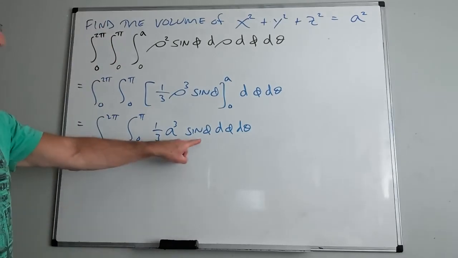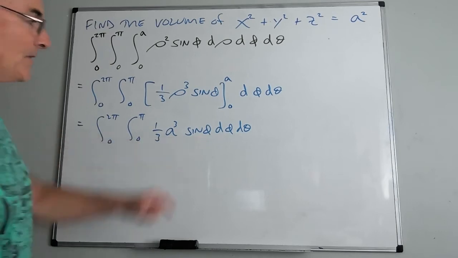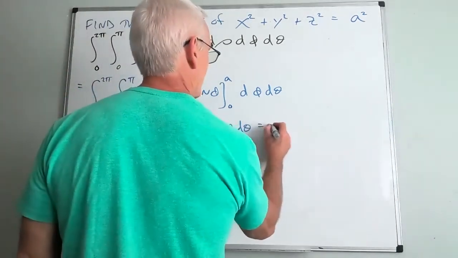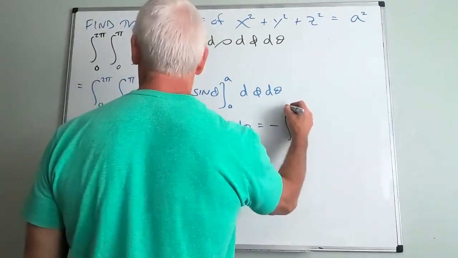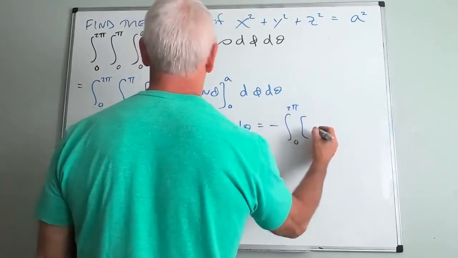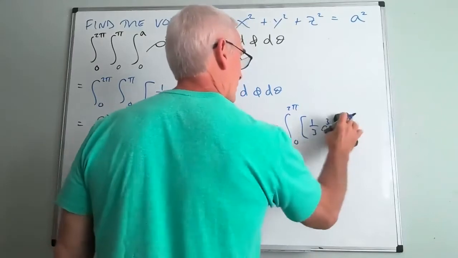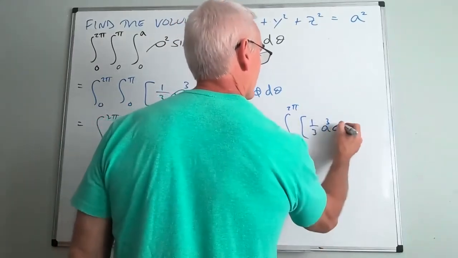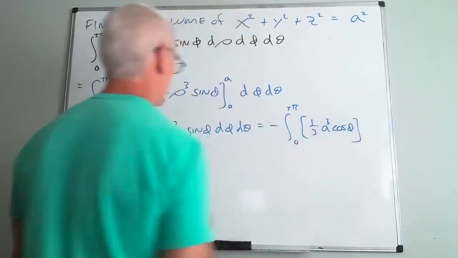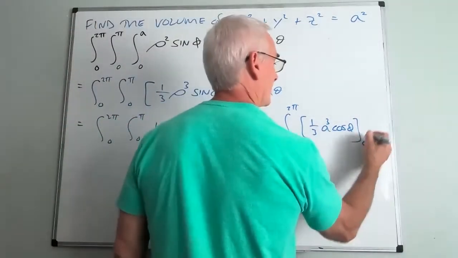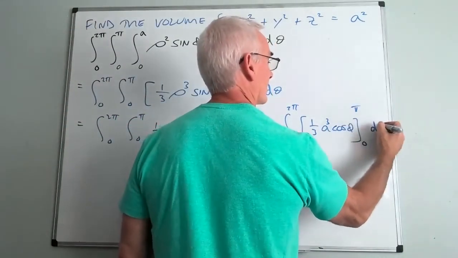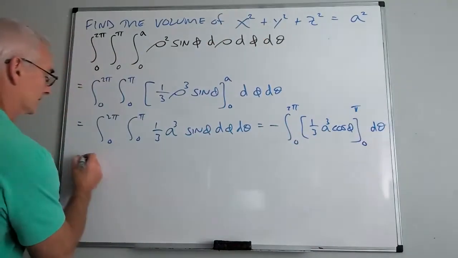Now I'm integrating the phi, so the antiderivative of the sine is the negative of the cosine, so I'll put the negative on the outside. 1/3 a cubed, cosine. I'm going from 0 to pi, and then d theta.